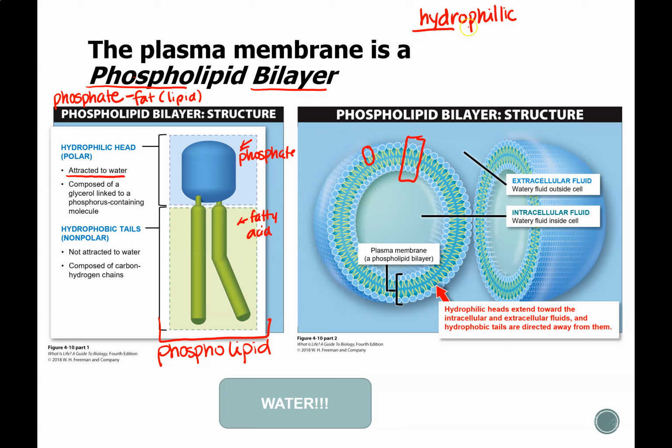Hydro meaning water, philic meaning liking. So a water-liking molecule, a molecule that is attracted to water. And we also say that that phospholipid molecule is polar. Now, polar means that it has a slight positive or negative charge. That polar positive or negative charge is what causes it to be hydrophilic.